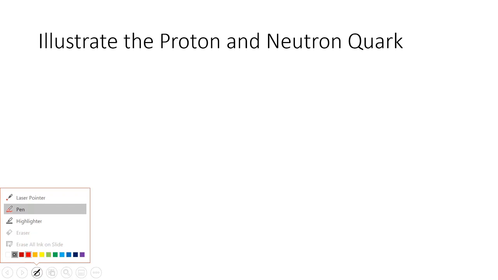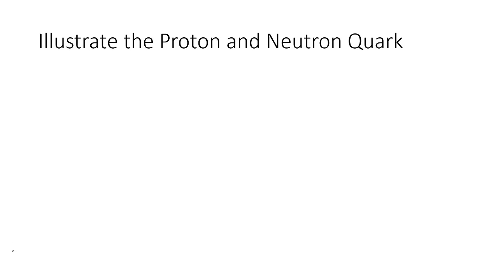As we look at this, the first thing we have here is to illustrate a proton and neutron quark. There are some slides on this, but I'd like to give you an idea of an atom. Normally in elementary school, they give you a solar system model of an atom, where you have a nucleus and on the outside electrons orbiting around it like planets go around the sun.